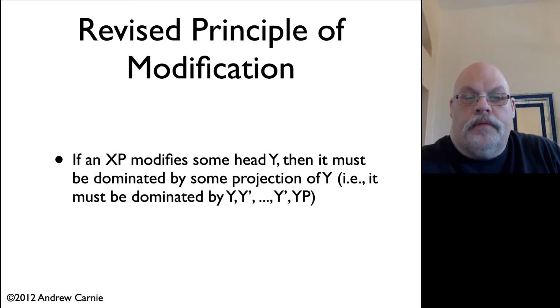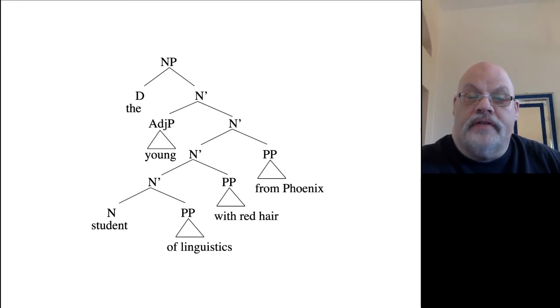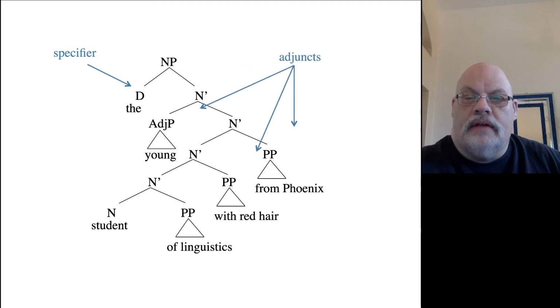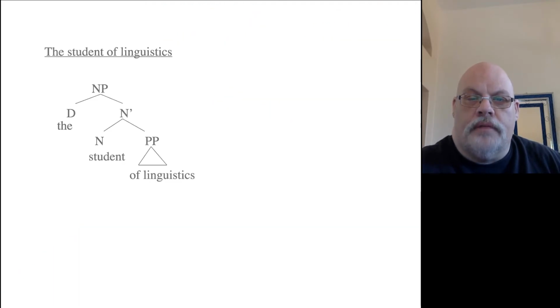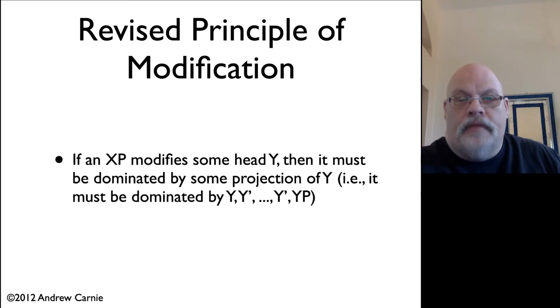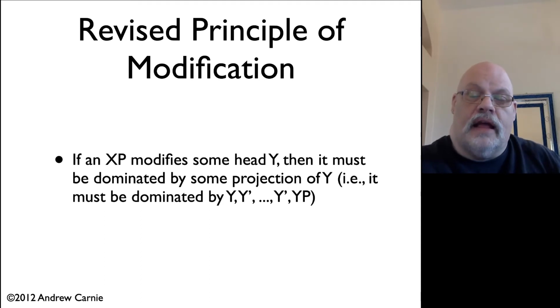Okay, before we go any further, we do need to revise our principle of modification, because it's no longer the case that modifying heads are sister to the head. In some cases, as in this tree here, they're sister to the projections of the head. So "with red hair" is sister to a projection of the noun. And "from Phoenix" is sister to a projection of the noun. So we need to make a slight change in our principle of modification rule that says if an XP modifies some head Y, then it must be dominated by a projection of Y. So it must be dominated by Y-bar or YP. So that's our revised principle of modification, just to get that technicality into place.